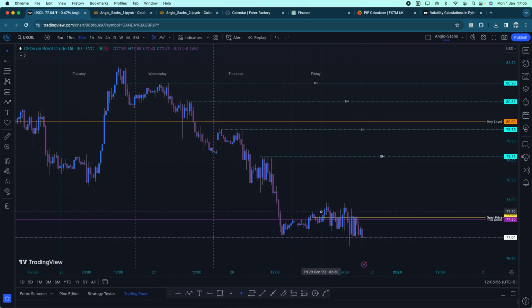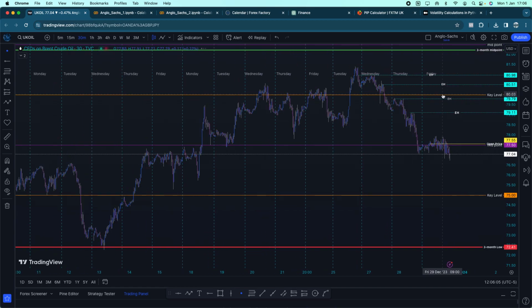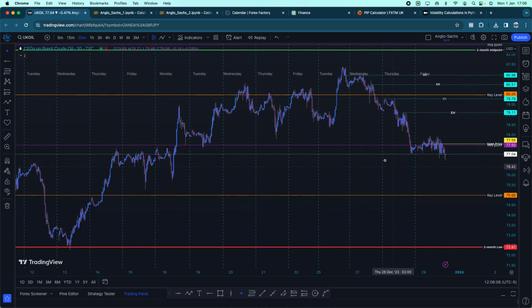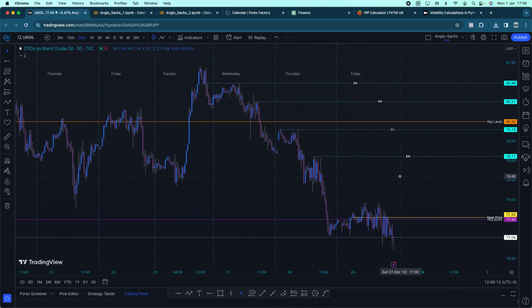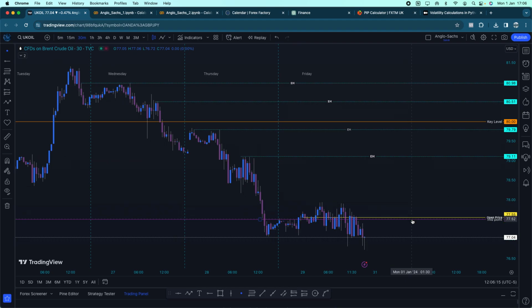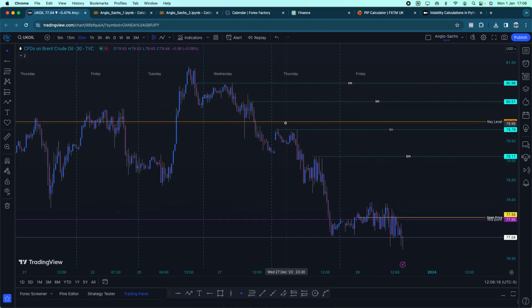So price really struggled to do anything on Friday. It just sat around this midpoint level, which I've marked up. It's just a midpoint between this key level and this key level. This is just a halfway mark that I like to keep on my chart, to give me an idea of how price behaves around this midpoint level once it's traded down from this key level here. It's just a midpoint that I've marked up here.